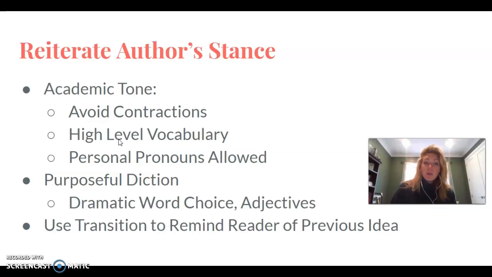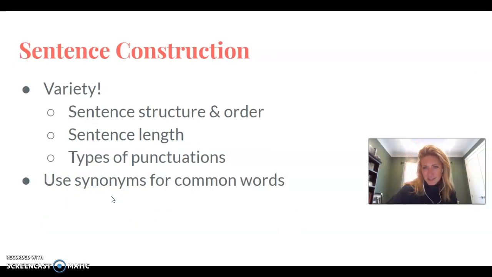And you can always reiterate your stance by having a dramatic word choice or using adjectives to remind the reader of your perspective and what you were trying to argue. Another thing you can do is transition and remind the reader of the previous idea, because your papers are getting pretty long. It's multiple body paragraphs, so make sure you're always building off of the previous body paragraph, and you're reminding them, using transitional words like "in addition to," or "as previously stated." Okay, moving forward, look at that transition, dang.